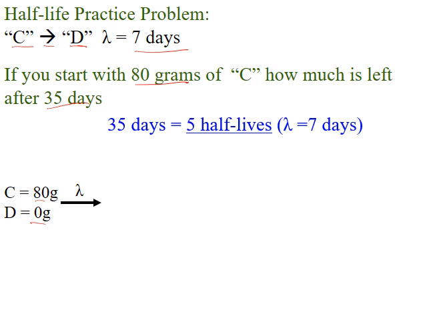We start with 80 and 0. After 1 half-life, we are going to have 40 and 40. Half of C went to D. That's 1 half-life, 7 days. Now we need to continue. We go on for the next half-life.